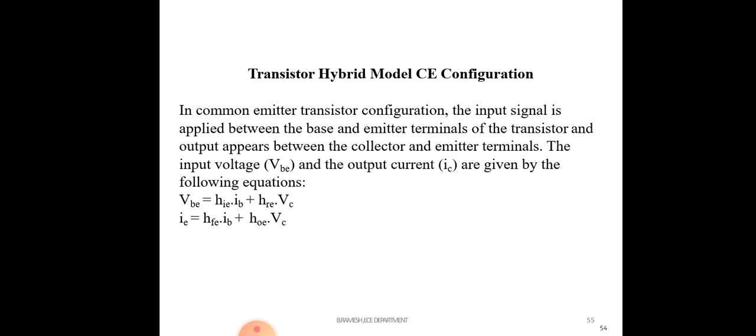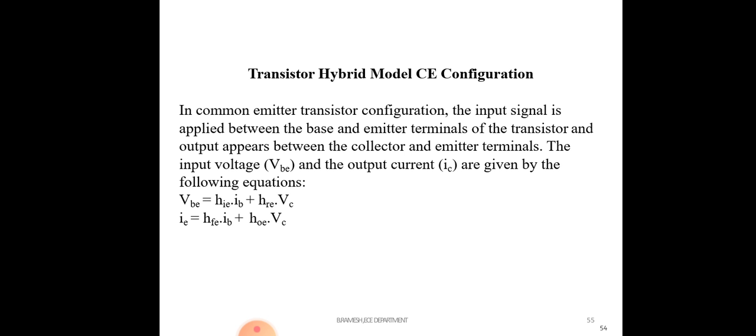Now the transistor hybrid model for the CE configuration. In the common emitter configuration, the input signal is applied between the base and emitter terminals of the transistor, and the output appears between the collector and emitter terminals. The input voltage is VBE, and the output current IC, are given by the following equations. Here HIE represents the configuration, which type of configuration we are using.